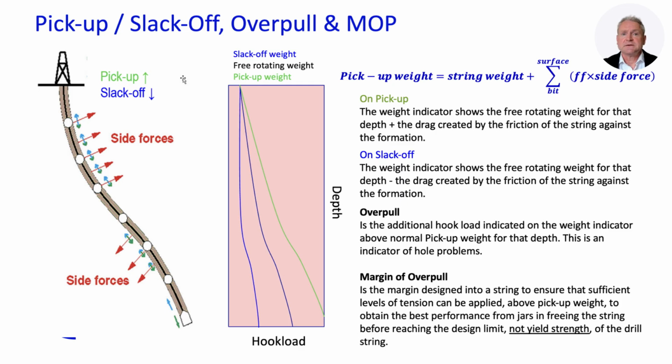The picture on the left shows the side forces that are applied to the string along a given well path. In the build sections, the side forces push the string to the high side of the hole. In the drop sections, the side forces are to the low side of the hole. Next, if we plot hook load versus depth, we can show the pickup, slack off, and free rotating weights. The pickup line lies in green above the free weight line due to drag, while the slack off line in blue lies below. The gap between them illustrates the magnitude of the drag. Overpull is indicated as an upward shift beyond normal pickup.